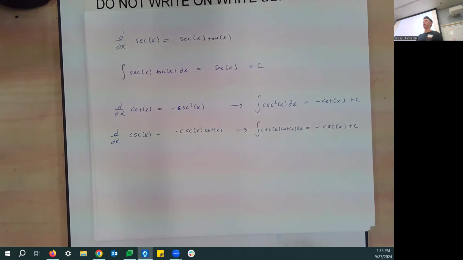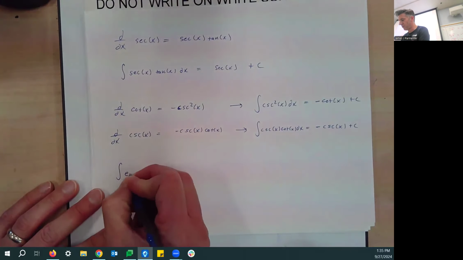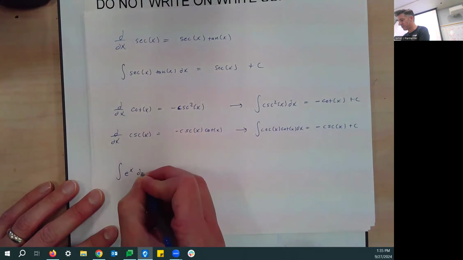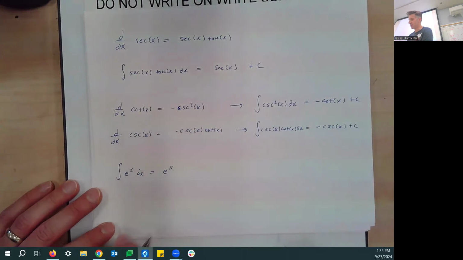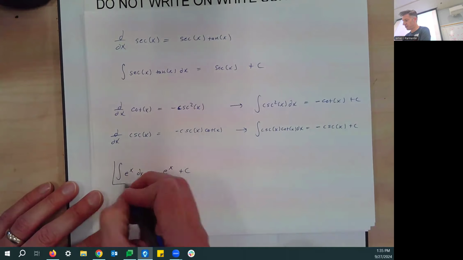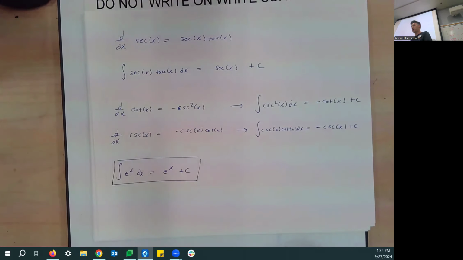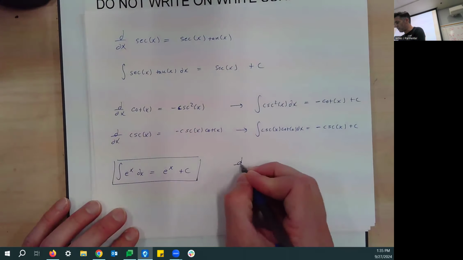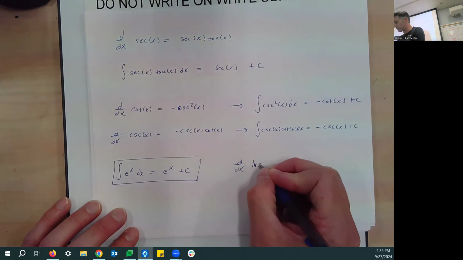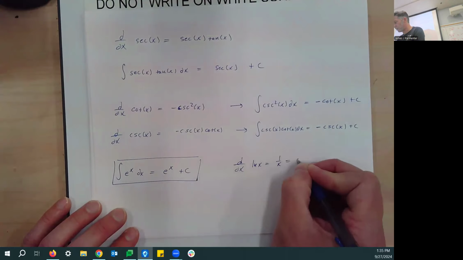What other functions have we talked about yet? We talked about trig, talked about polynomials. There are other functions. We know the antiderivative of e to the x is itself. And to finish off all the powers of x, we know that the derivative of the natural log of x is equal to 1 over x, which is x to the negative first.